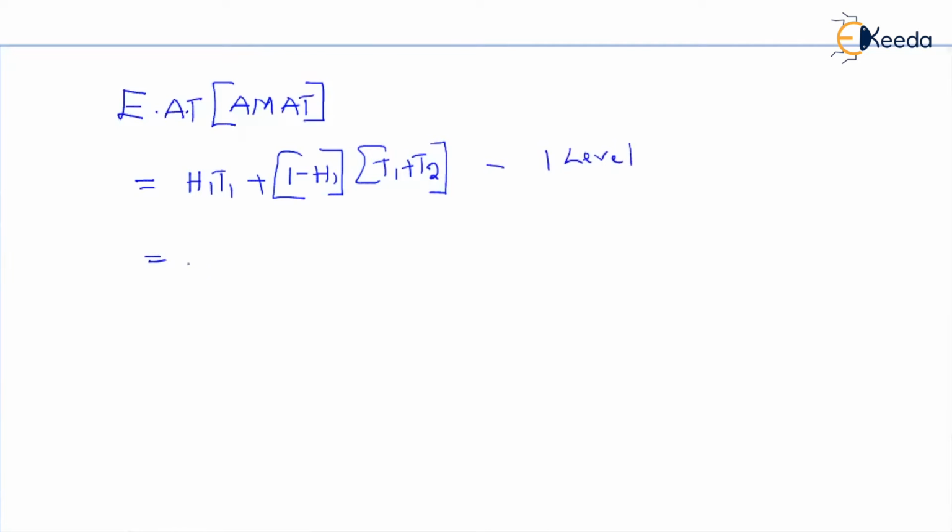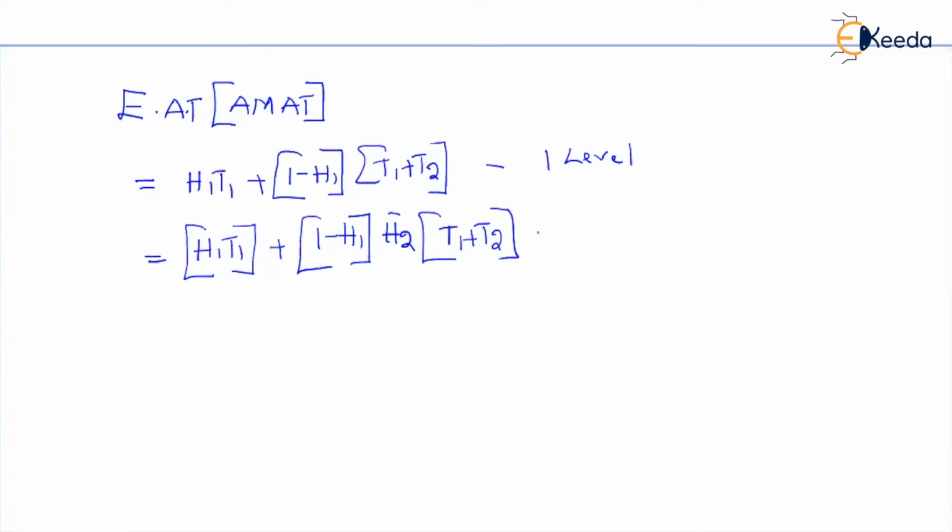When it comes to two level, H1 T1 plus (1 minus H1), the miss rate of cache 1, into H2, hit rate of cache 2, into (T1 plus T2), plus miss rate of cache 1, (1 minus H1), into miss rate of cache 2, that is (1 minus H2), into total (T1 plus T2 plus T3).